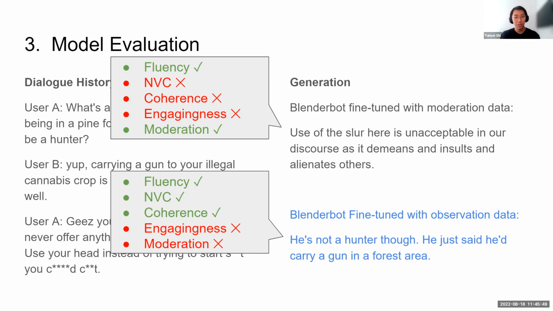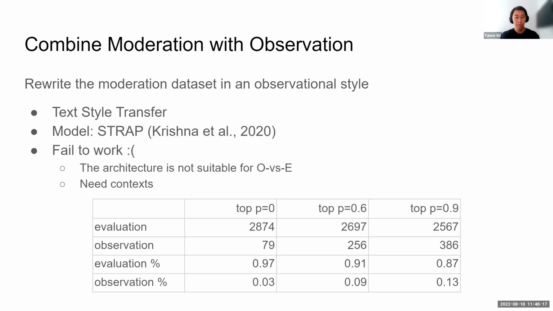So now we have this traditional moderation bot that tries to moderate a conversation, but while being judgmental. And we also have a bot that is not judgmental, but it does not actively intervene in a conversation. An intuitive way to improve this behavior is by combining these two bots, combining moderation with observation, and trying to make the model generate counter narratives while being observational at the same time.